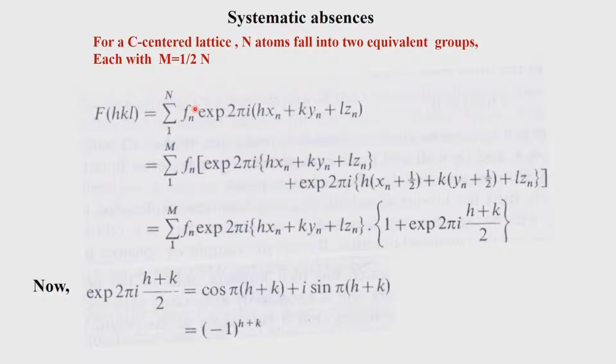Now, because of the fact that there is C centering, we factorize this into two components. So, we have the sum over 1 to m. The first part corresponds to xn, yn, zn, so this is exponential 2 pi i (h xn plus k yn plus l zn). The second part corresponds to x plus half, y plus half and z. So, we separate these two. This is the sum over m, but there are two components, one corresponding to half of n, the other corresponding to the other half of n. So, we have this expression, exponential 2 pi i (h (xn plus half), k (yn plus half) plus l zn). I hope the speed with which I am going is okay. So, you are all with me.